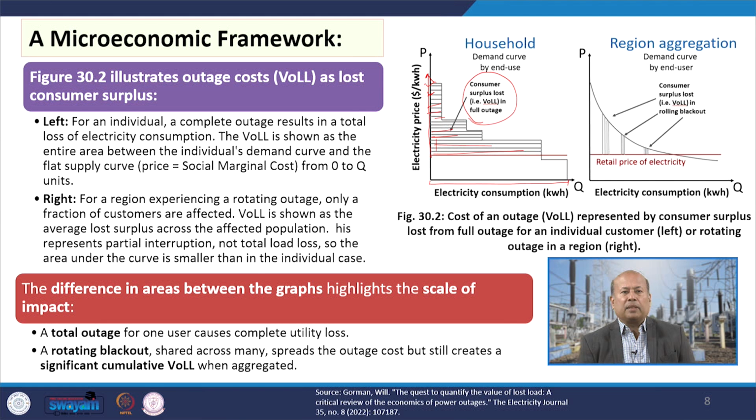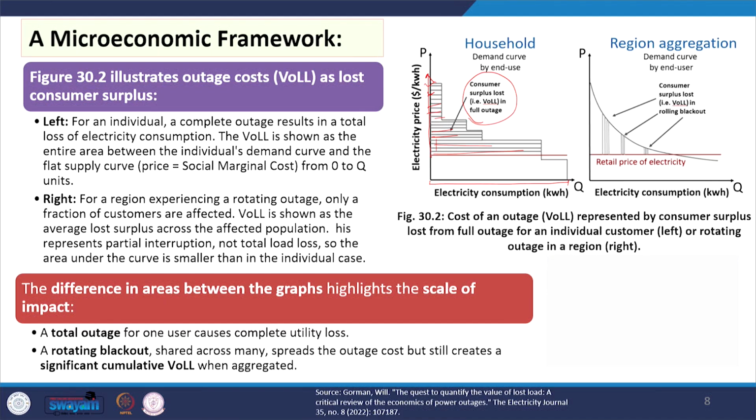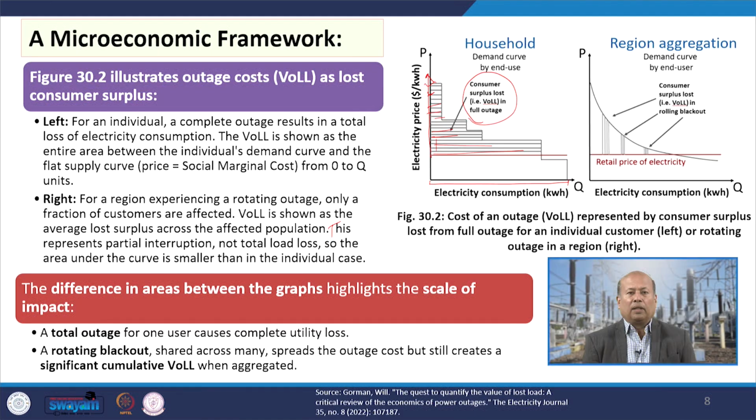Now, on the right hand side, for a region experiencing a rotating outage, only a fraction of customers are affected, not all. So VoLL is shown as the average lost surplus across the affected population, and this represents partial interruptions, not total load loss. So the area under the curve is smaller than in the individual case.